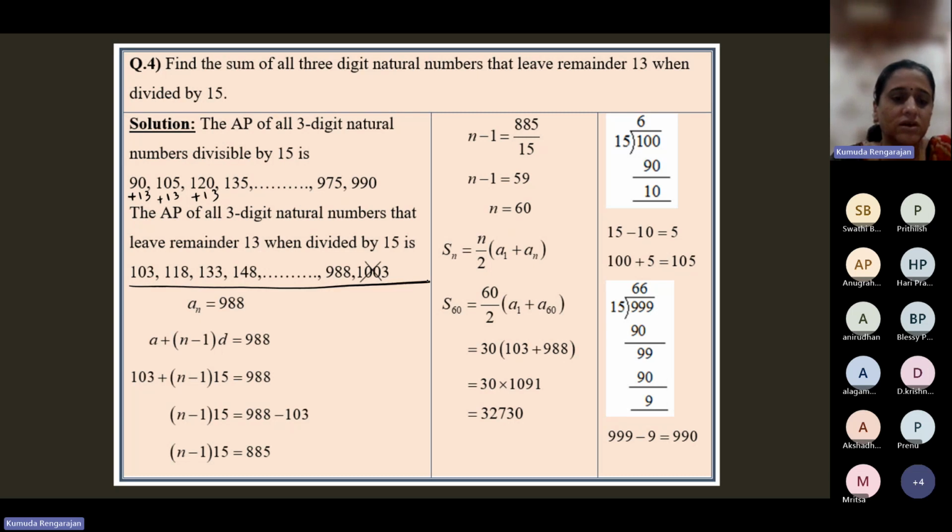You get these numbers. Then use an to find the value of n. And then find Sn using n by 2 times first term plus last term. Yeah, please work.